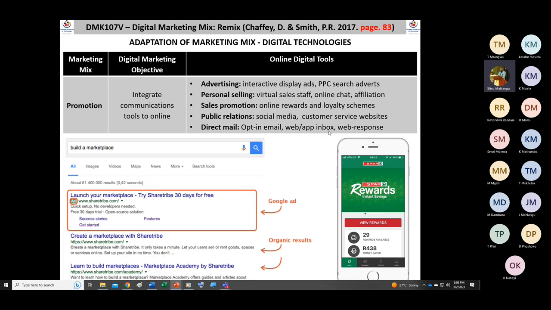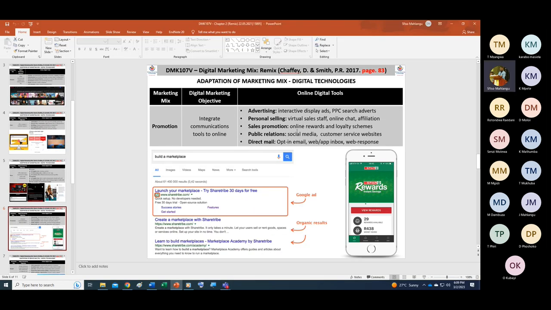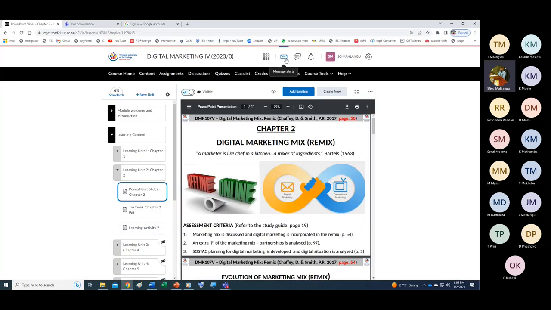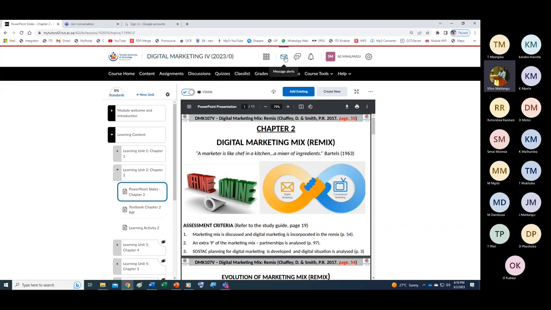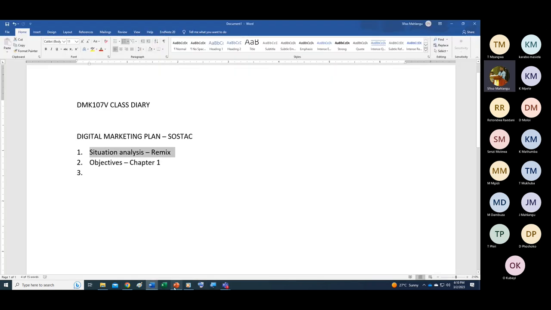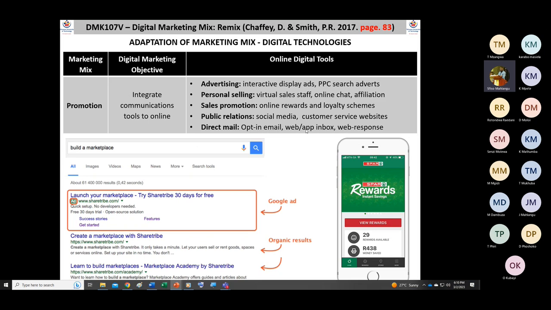And then you've got the web or the app inbox. An example of a web or an app inbox on Brightspace will be something like this, whereby Brightspace or my tutor has a message feature that allows us to communicate with the respondents. But once again, it should not be to solve issues. If it's for solving issues, it will fall under people. It should be to sell products. So in that web or app inbox, if we send a newsletter every month, it will apply.